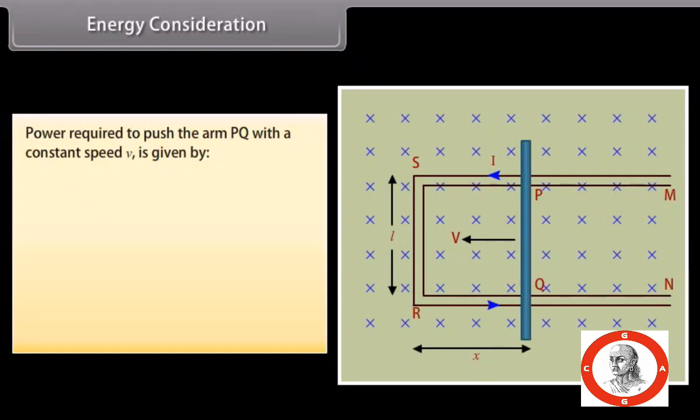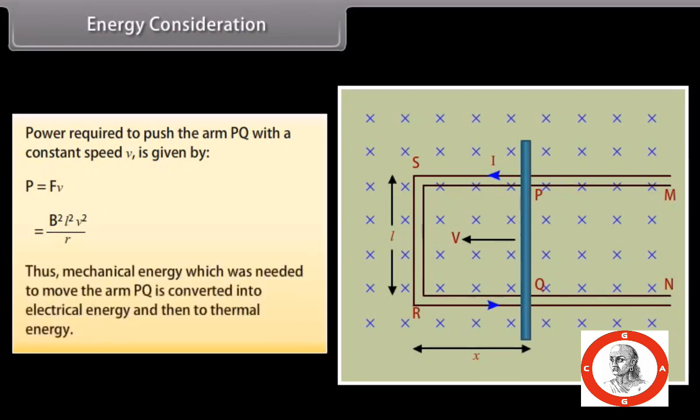Power required to push the arm PQ with a constant speed v is given by B square L square v square divided by R. Thus, the mechanical energy which was needed to move the arm PQ is converted into electrical energy and then into thermal energy.